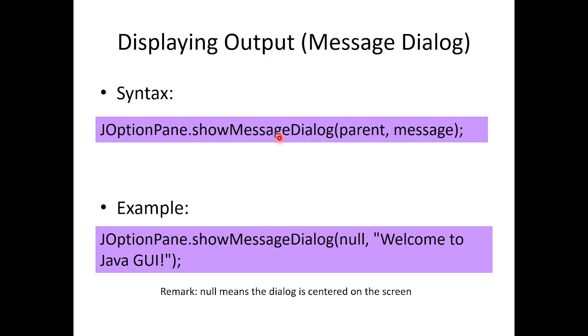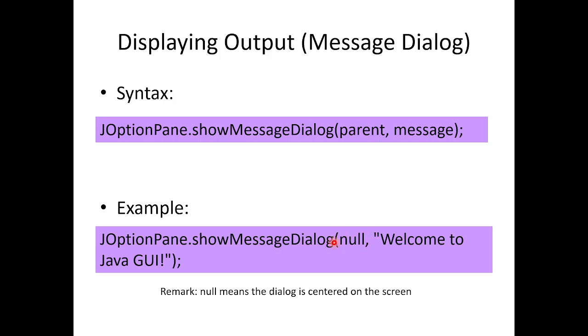To display the message dialog, the GUI, use JOptionPane.showMessageDialog, and then parentheses. The first part contains the parent, comma, and then the message. The message will be your statement that you want to display. Next, we can change, for example, the parent to null. Then for the message, you can add a welcoming message, for example, welcome to GUI.